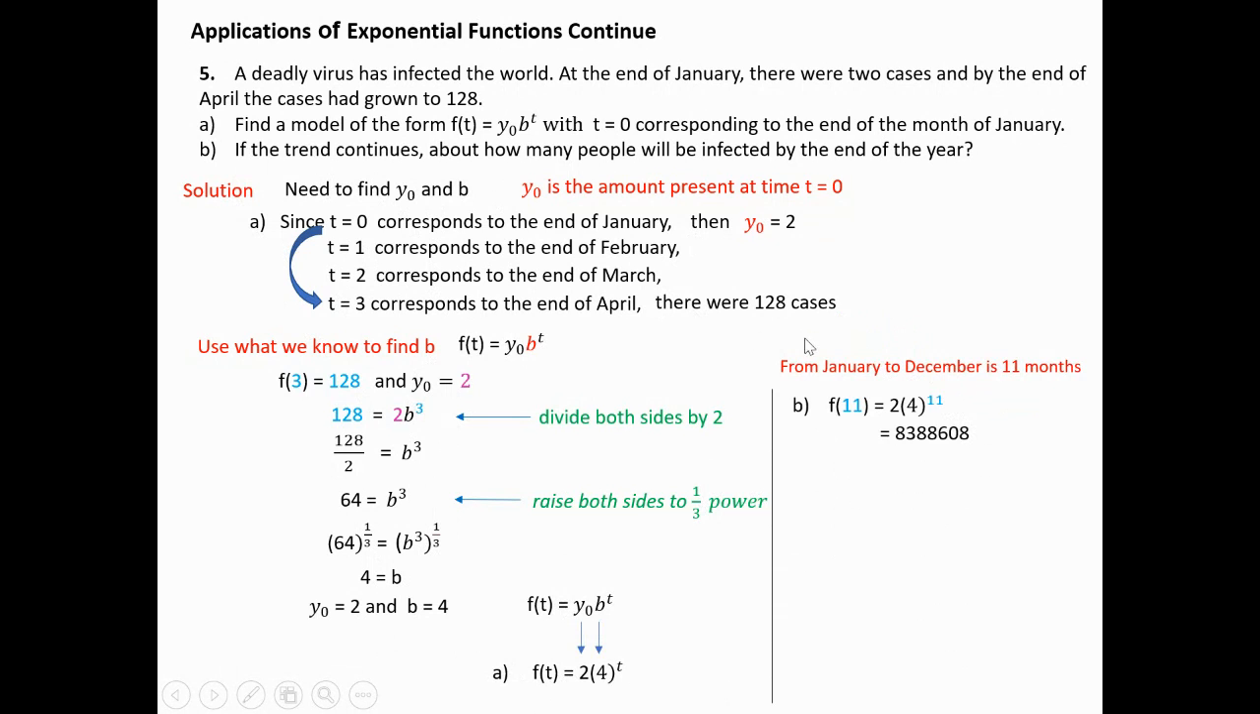How do we know that? Because if 3 corresponds to April, if you keep going, 4 will be May, 5 will be June, 6 will be July, and so forth. When you get to the end of December, it's going to be 11. So that's why we evaluate the function at f of 11, which means after 11 months, this is the amount of people that will be infected. So 8,288,600 people will be infected by the end of the year.